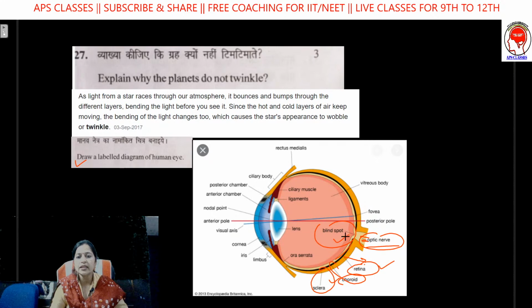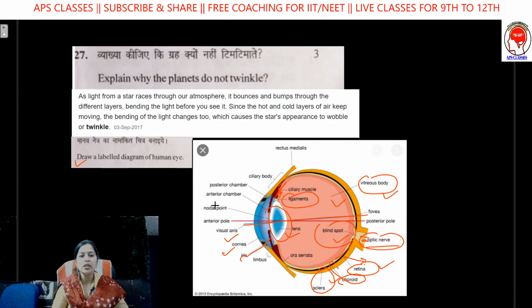This is the blind spot that is present in the human eye, and this is the vitreous body, and these are the ciliary muscles. Just behind the ciliary muscles, this is the ligament, and after that, this is the lens, and this is the iris. After the iris, this is the cornea, and this is the visual axis, and this is the anterior pole. Along with the anterior pole, this is the nodal point, and after that, this is the anterior chamber, and just above the anterior chamber is the posterior chamber, and this is the ciliary body.